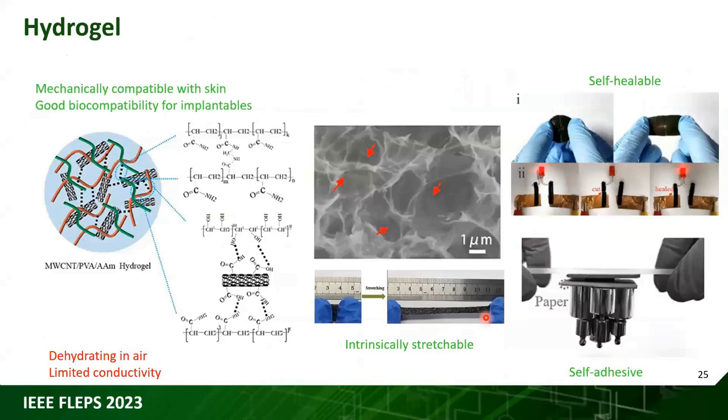Hydrogels, like we mentioned, are mechanically compatible with the skin. They have good biocompatibility, and they are intrinsically stretchable and self-adhesive. The adhesion can be more than 1,000 joules per square meter, right? Like a super glue, and self-healable. But they have intrinsic limitations: they dehydrate in the air unless you have a very hermetic coating on the surface without compromising the softness, and they also have limited conductivity, like PEDOT. So those are the active, functional materials.